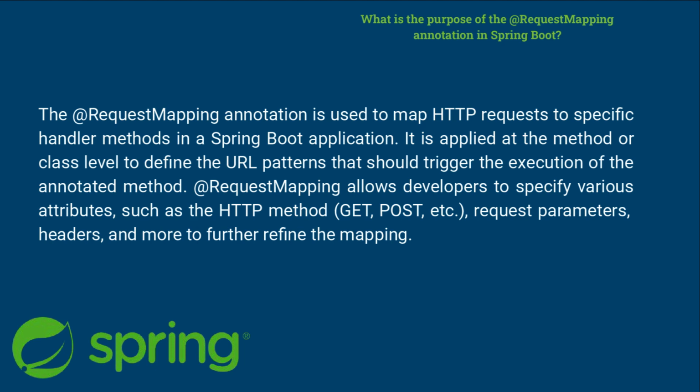It is applied at the method or class level to define the URL patterns that should trigger the execution of the annotated method. @RequestMapping allows developers to specify various attributes, such as the HTTP method, GET, POST, etc., request parameters, headers, and more to further refine the mapping.